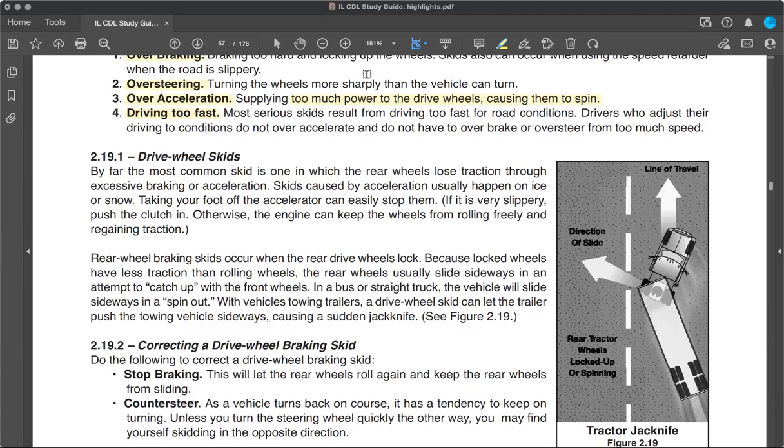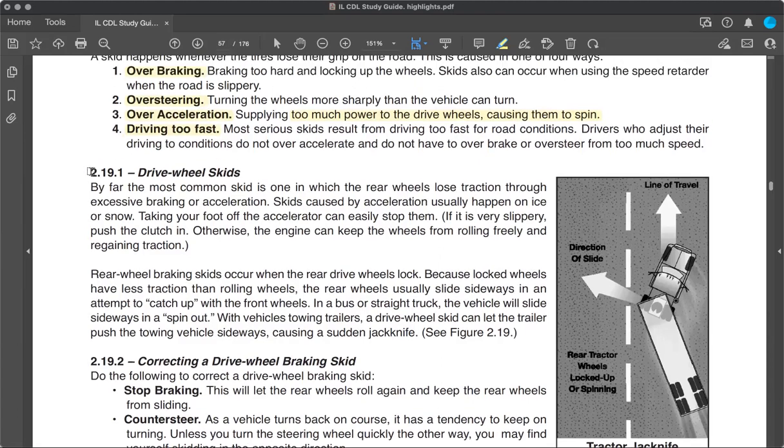The first line of the next paragraph says rear wheel braking skids occur when the rear drive wheels lock. So make sure you make note of that. Again, some vehicles are front wheel drive, others are rear wheel drive. So make note of that.